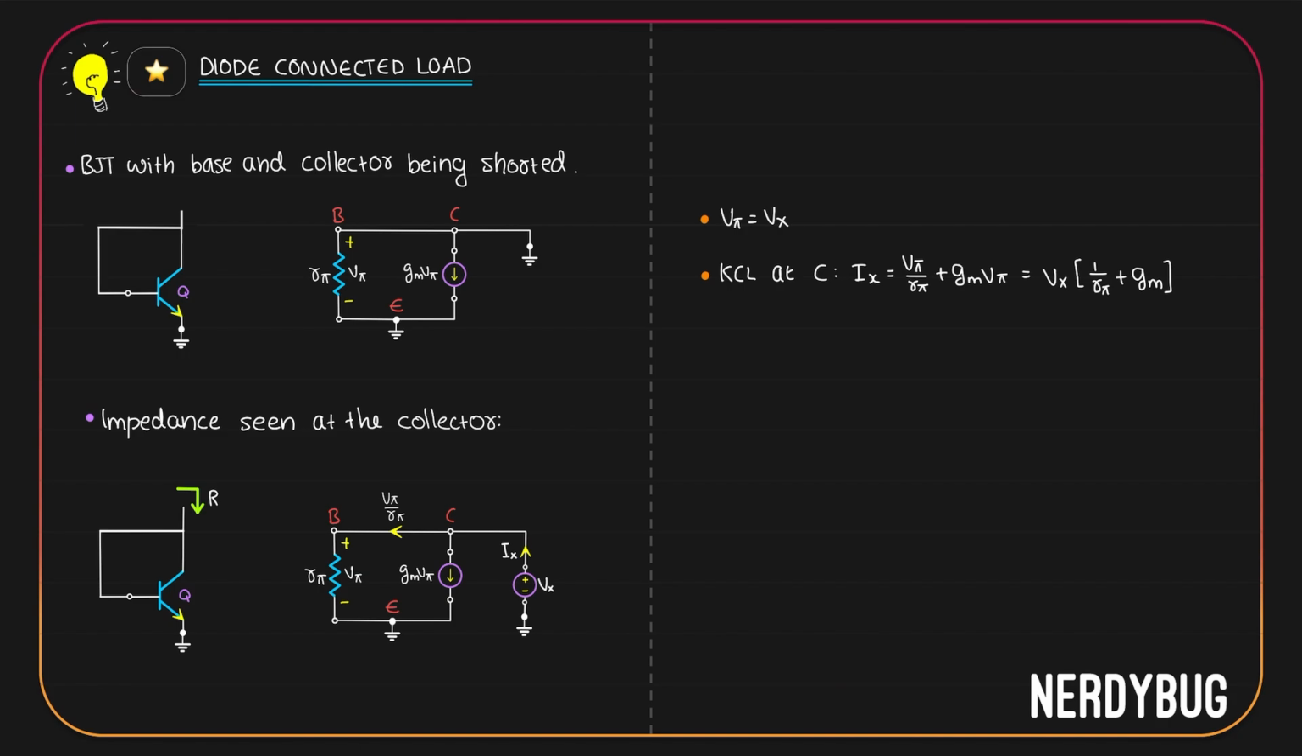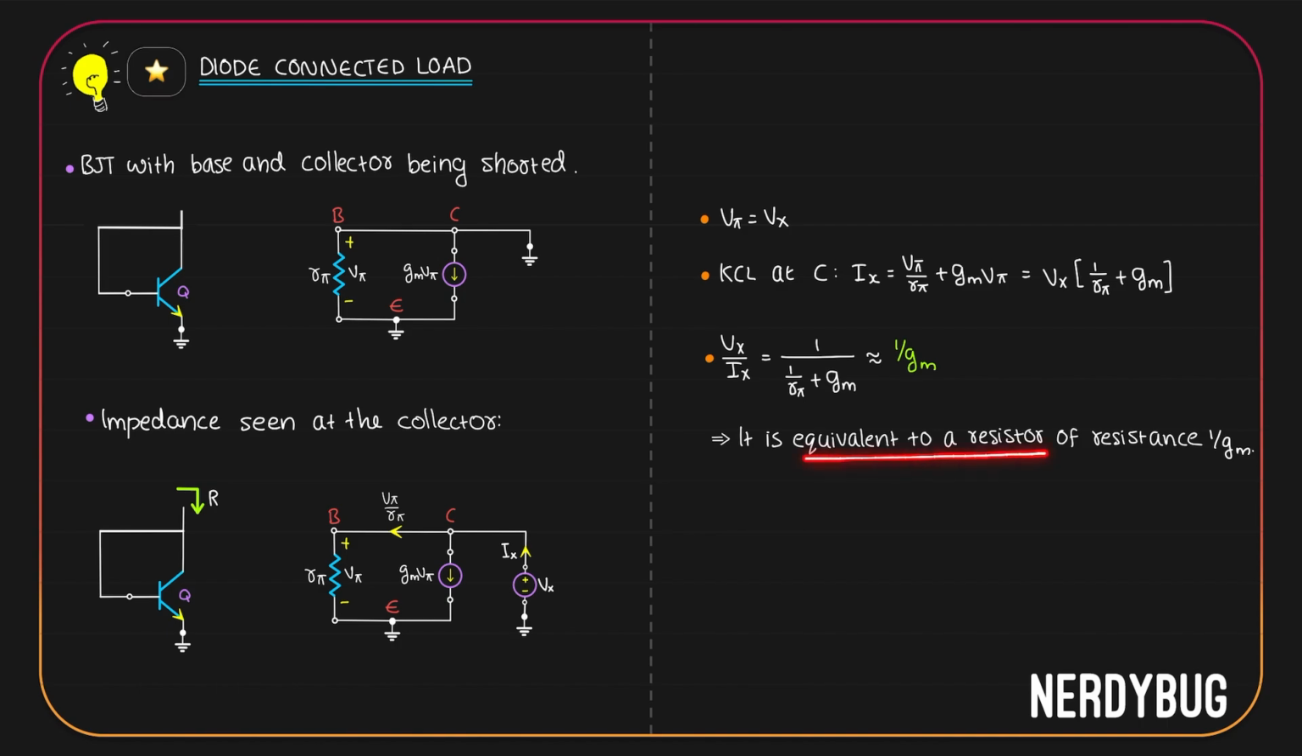Now to get the impedance, what we want is Vx by Ix. From this equation, we can write Vx by Ix is 1 by Rpi plus Gm. Again, 1 by Rpi will be a very small value compared with Gm. So 1 by Rpi plus Gm can be approximated to just Gm. That means Vx by Ix is approximately 1 by Gm. So the diode connected load is equivalent to a resistor of resistance 1 by Gm.